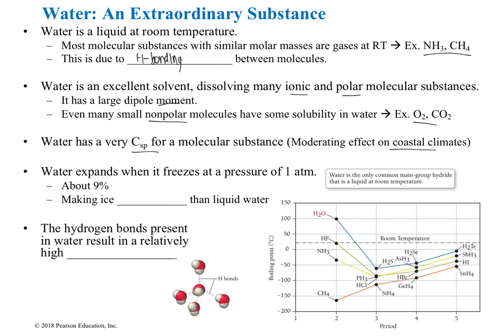It also expands when it freezes due to hydrogen bonding, and so that makes ice less dense than water, which is pretty cool and really unusual. And then because it has hydrogen bonding, it also has a really high boiling point, which is also great. So it has a really big range of being in the liquid phase.